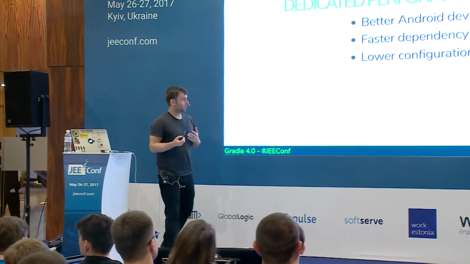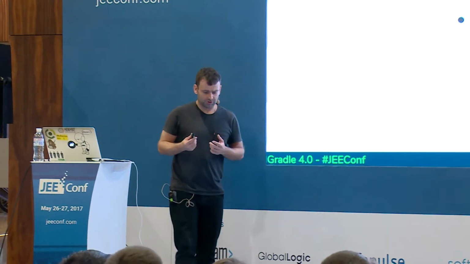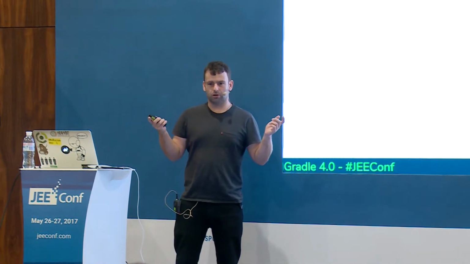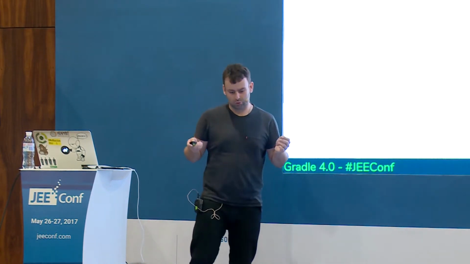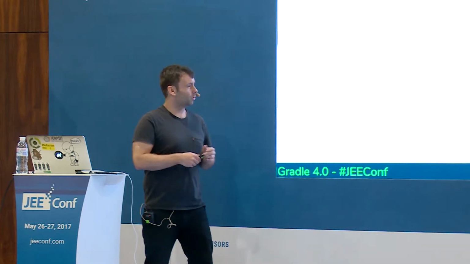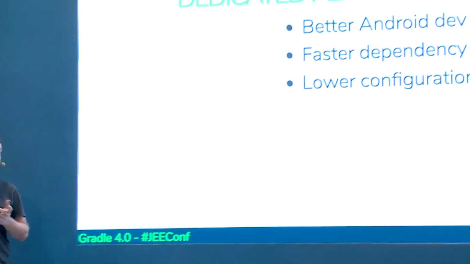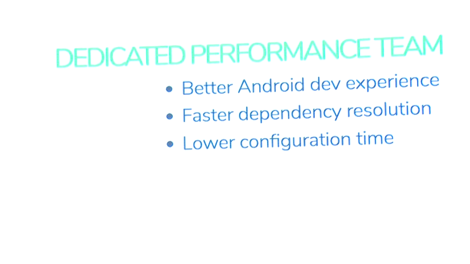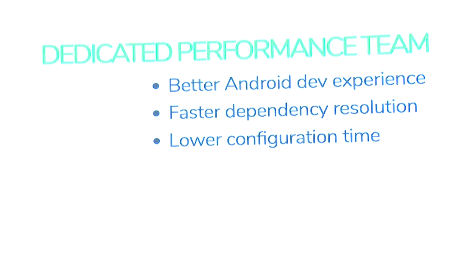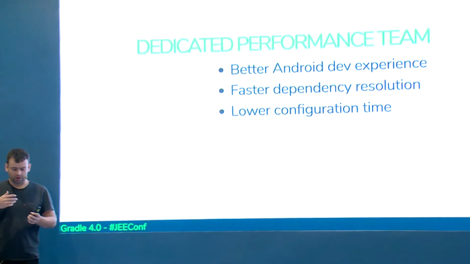As said, we formed a dedicated performance team. The initial goal was to provide a better Android developer experience. Who of you is an Android developer, by the way? Yeah, some. Okay, cool. So the first thing we worked on was the Android developer experience together with the Android tooling team: getting faster dependency resolution, which is often a bottleneck, and lowering the configuration time.